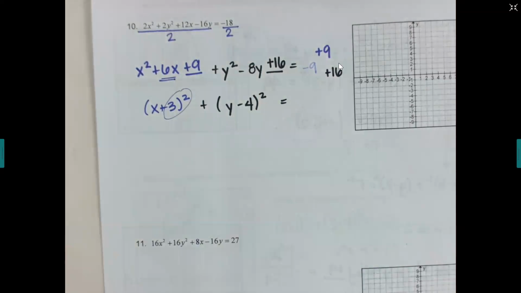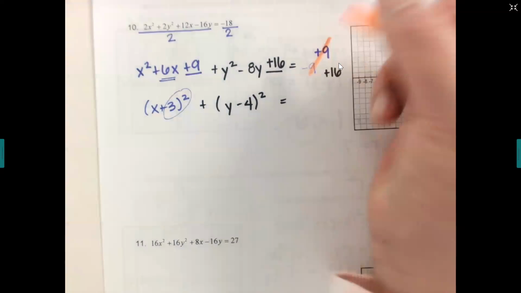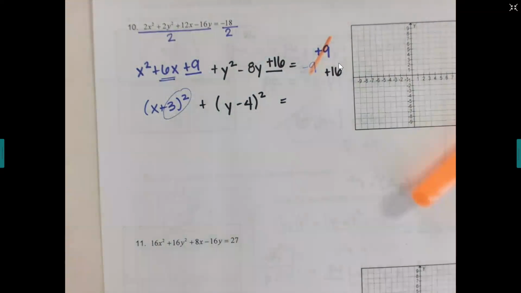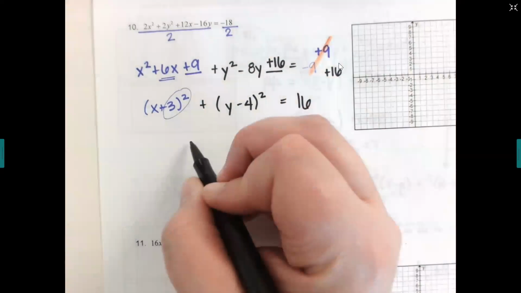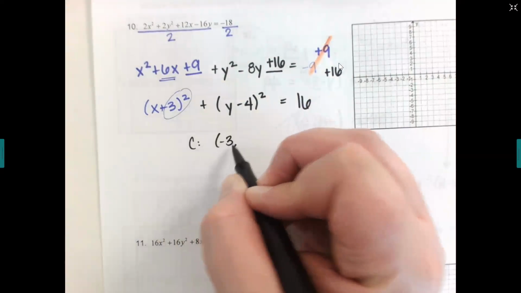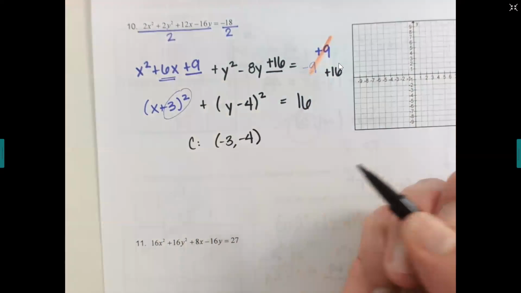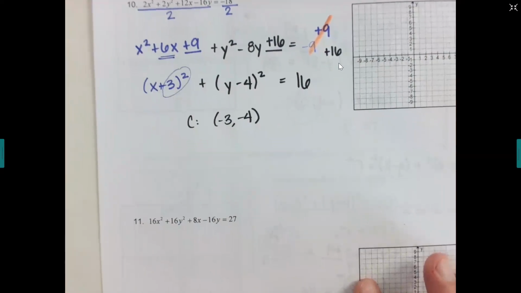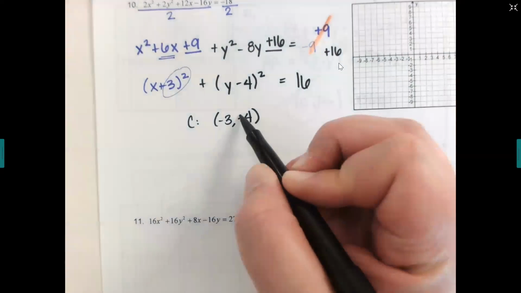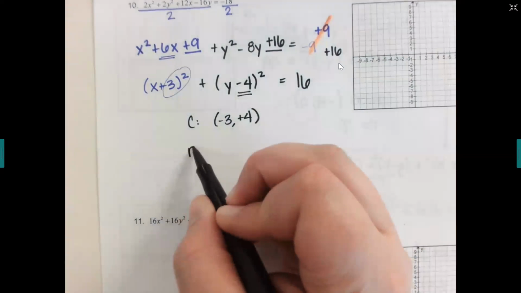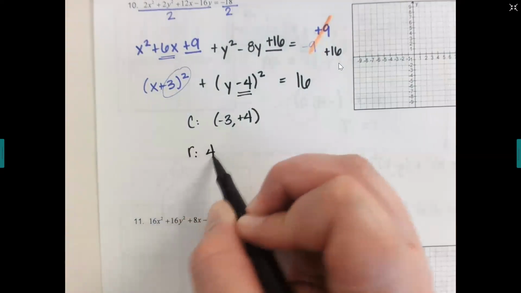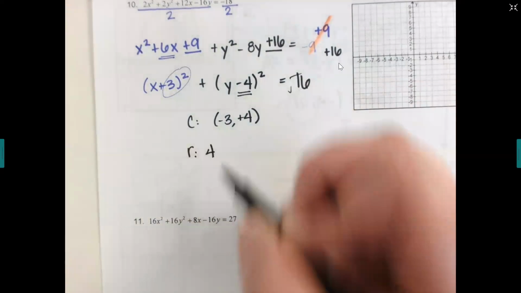Okay, then on the other side, what's going to happen with the negative and the positive 9? So then really we just have 16. And then from there, you can find all the pieces that you need. So what would my center be? -3, 4. Oh, what did I do wrong? Yeah, should have been positive, because remember, you're taking the opposite. Okay, and then what would my radius have been? Square root of 16 is 4.